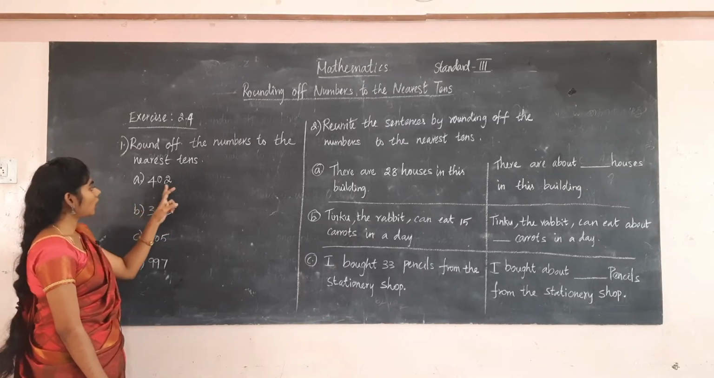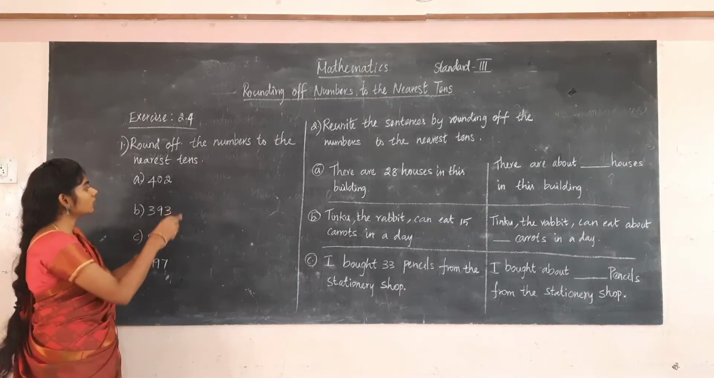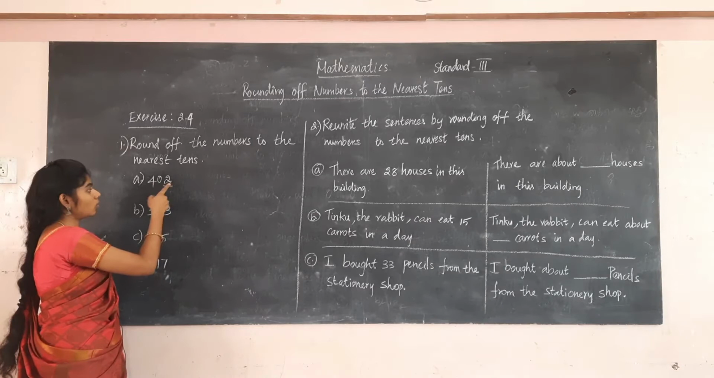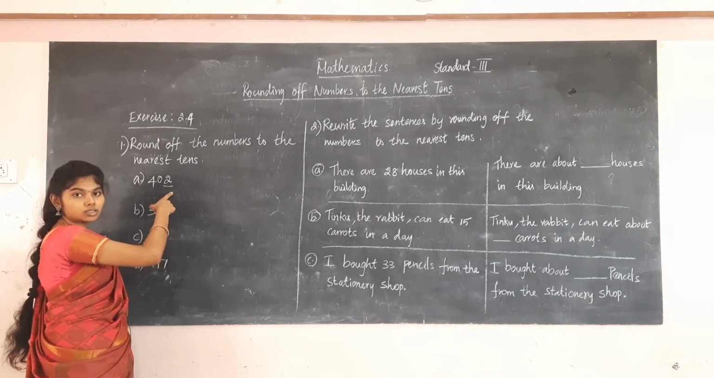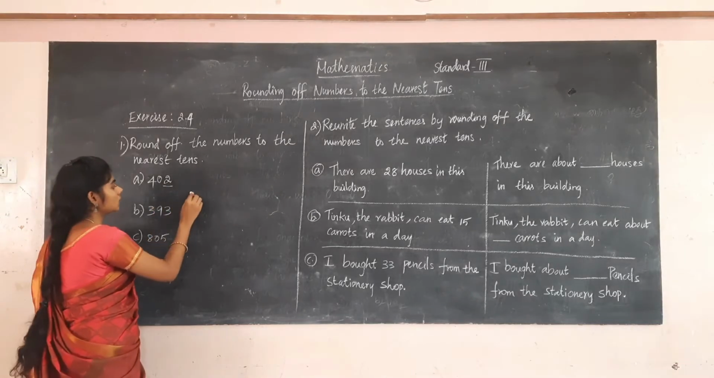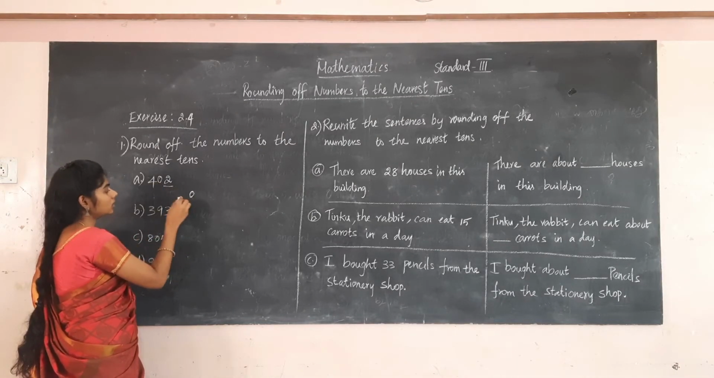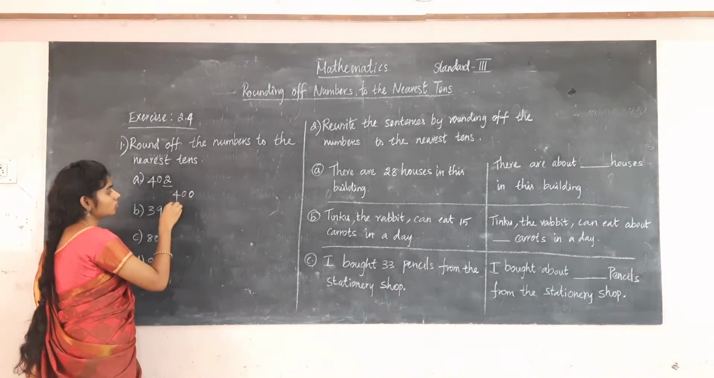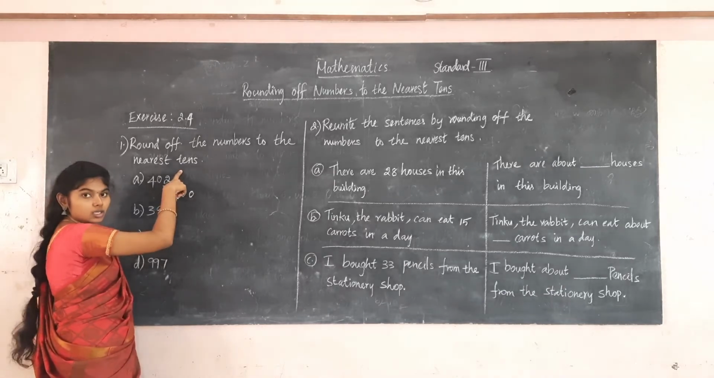First one is 402. Where we have to check to round off the numbers nearest to 10? We have to check in the ones place. What is given here? The number 2, which is less than 5. So what you will do? You will write 0 in the ones place and the remaining numbers are the same. So the round off number is 400, where we are rounding off to the nearest tens.